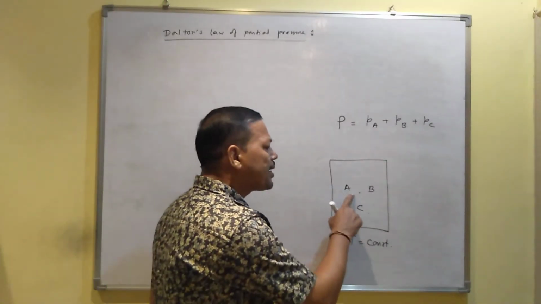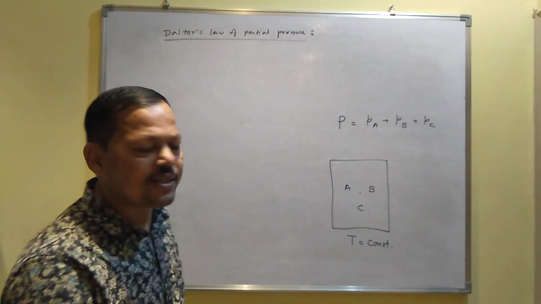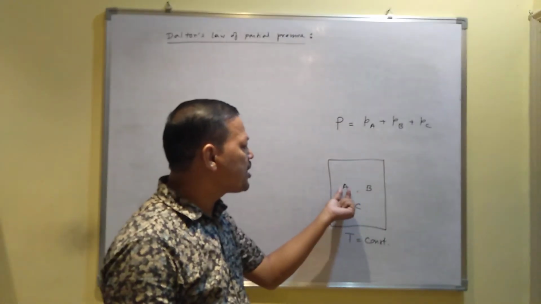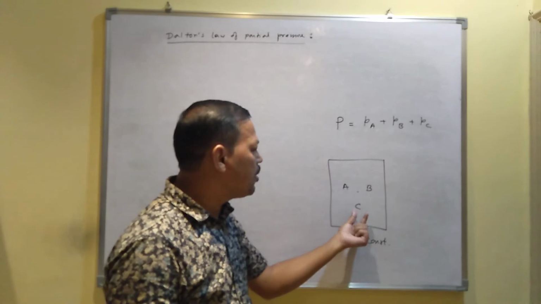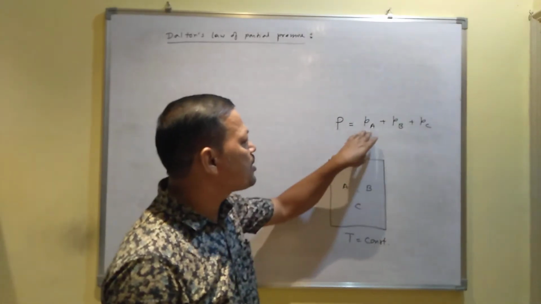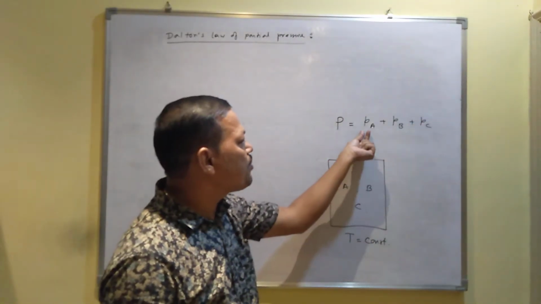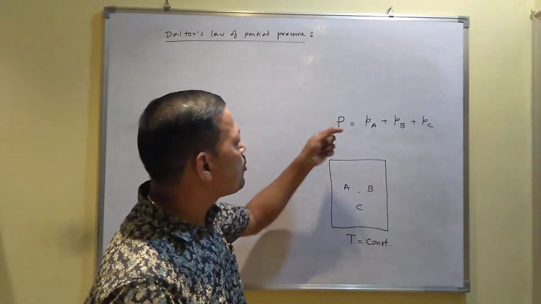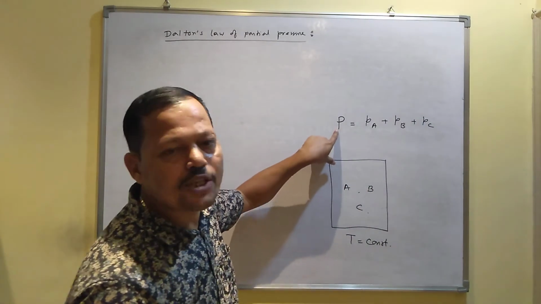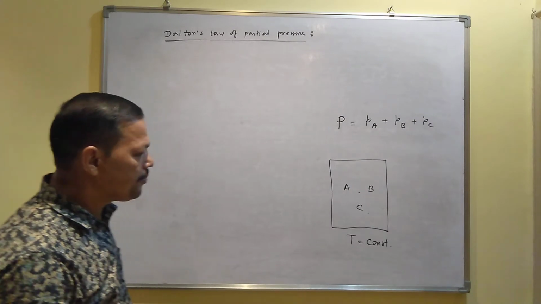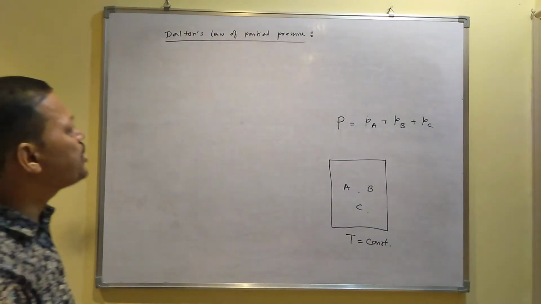Always remember, the gases must be non-reacting gases, and the individual pressures, what pressure is given by A, what pressure is given by B, what pressure is given by C, those pressures are called partial pressures, and partial pressure is represented by small p, and the total pressure of the mixture, total pressure is always represented by capital P symbol. So this is about Dalton's law.